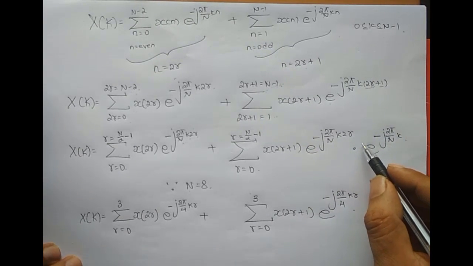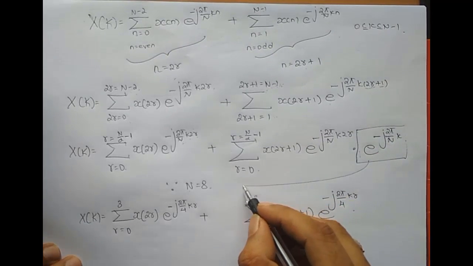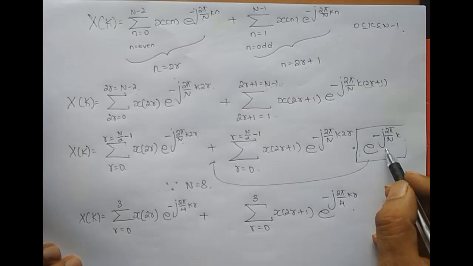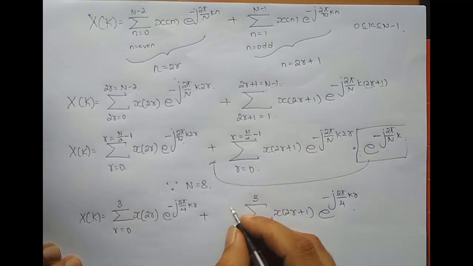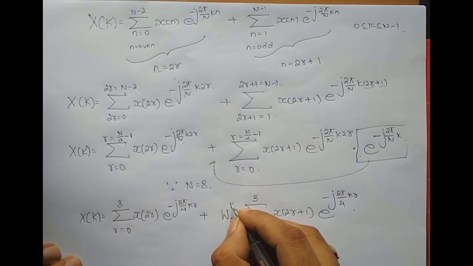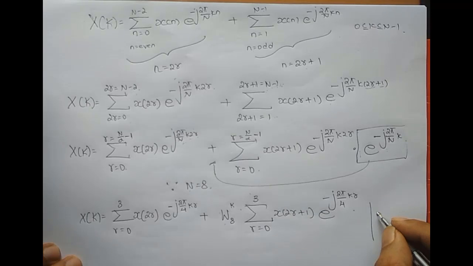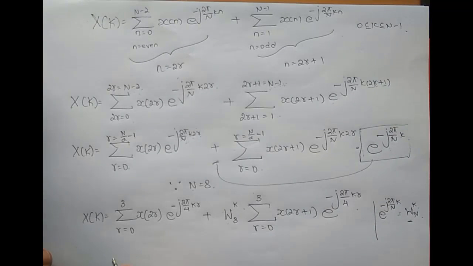Now I am going to write this here because it is independent of r, right? So I can write it as w8 power k. Why did I write w8 power k? Because as we know, e power minus j 2 pi by n is nothing but wn, right? We call it the twiddle factor. So if I put k here, this becomes k here as well.